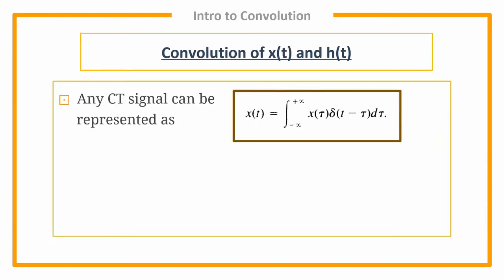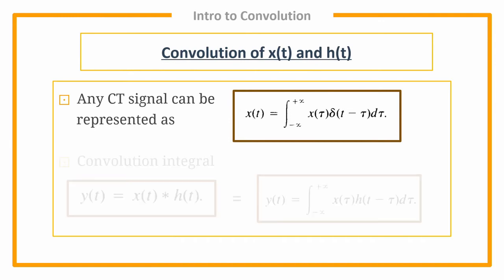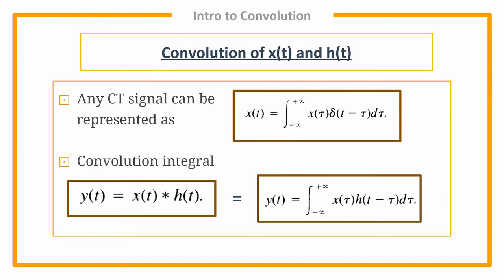We have so far considered only discrete time signals. Now considering the CT signals or continuous time signals, we find the convolution as this integral: y of t equals the integral of x of tau multiplied by h of t minus tau d tau, and the limits are from minus infinity to plus infinity. This is the convolution integral in the continuous time system.